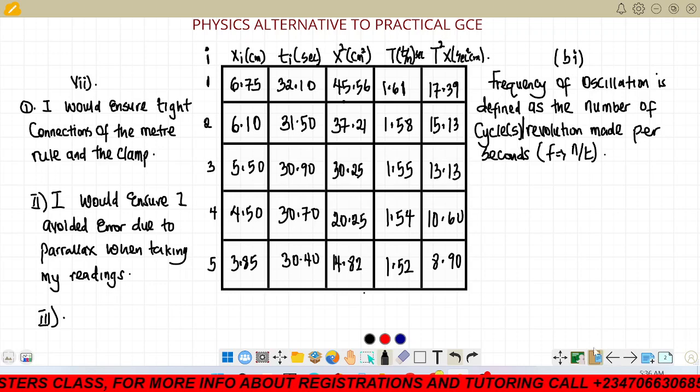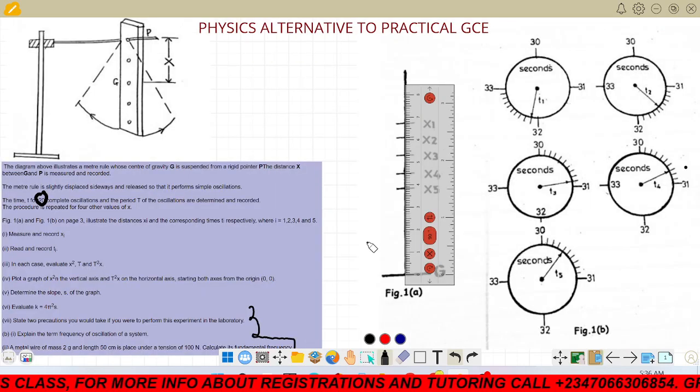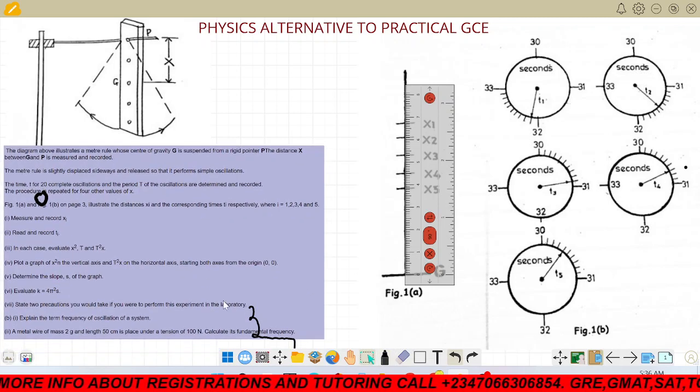I think there is one more before I go to the graphing section. Let's raise this a little bit up there. Now, look at the last question. It is B Roman figure 2 again. A metal wire of mass 2 grams and length 50 centimeters is placed under a tension of 100 Newton.